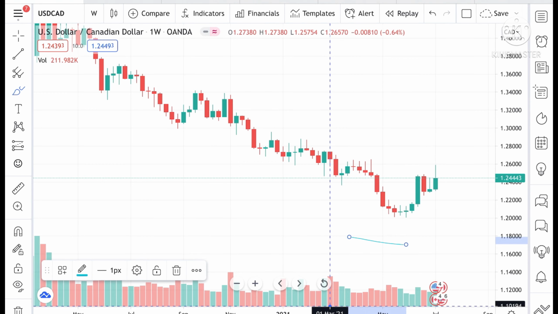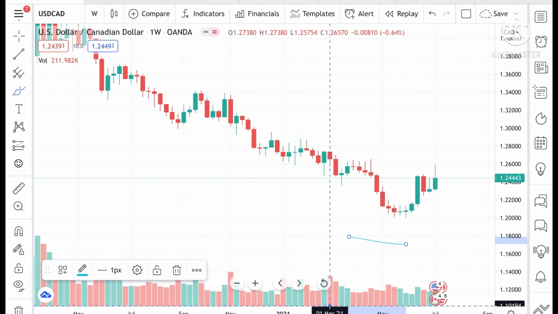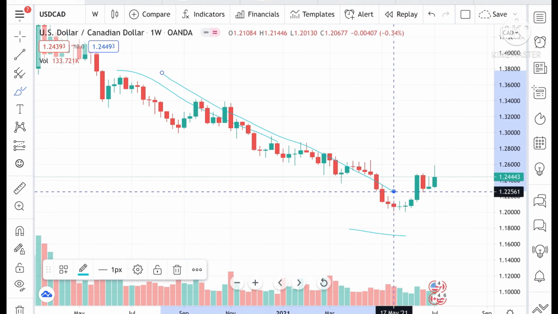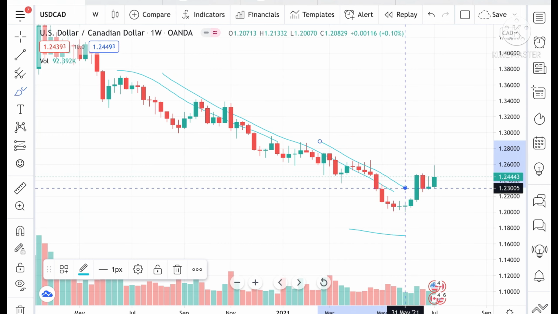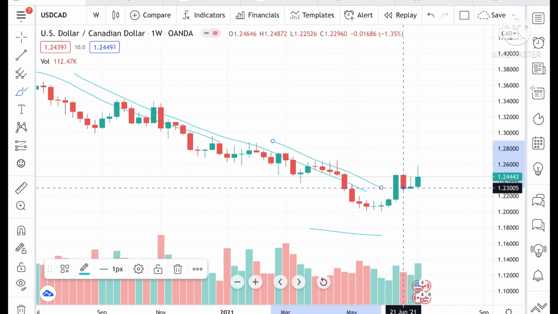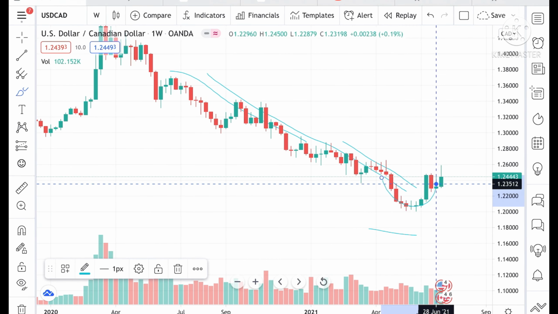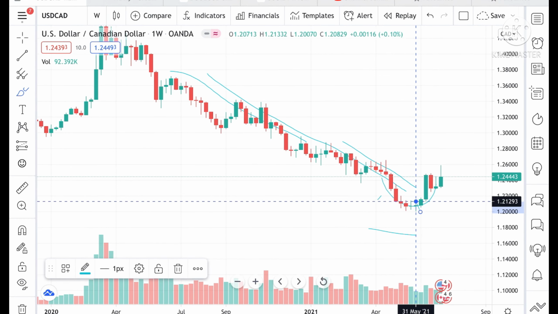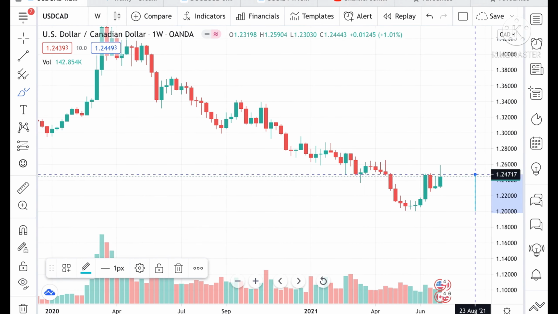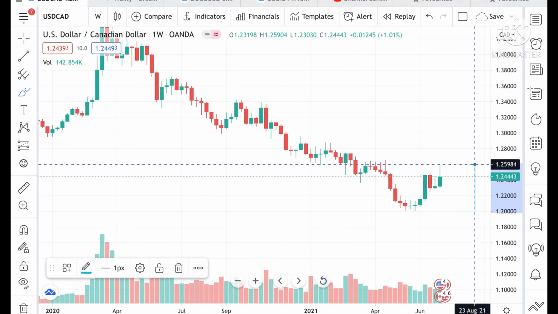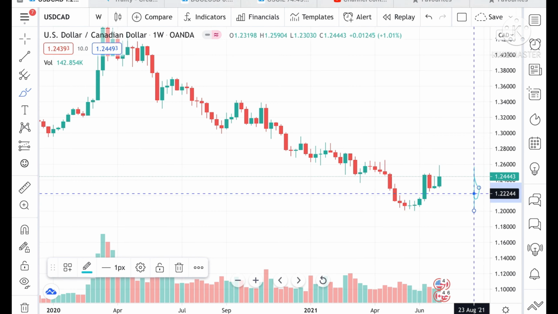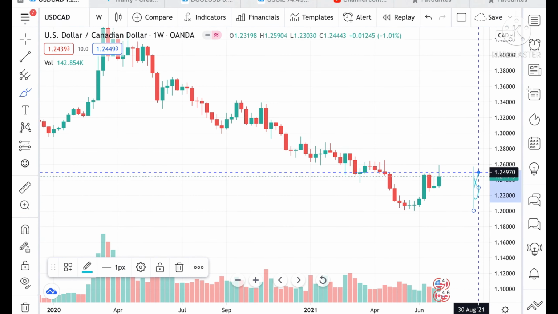If you make a trend line from here, we can see that after breaking this trend line, it has moved up. A U pattern is formed and a trend reversal has formed at this level. Now we can see that this is the range. It made a high of around 1.25 and a low of around 1.22. Now it is moving at around 1.224.